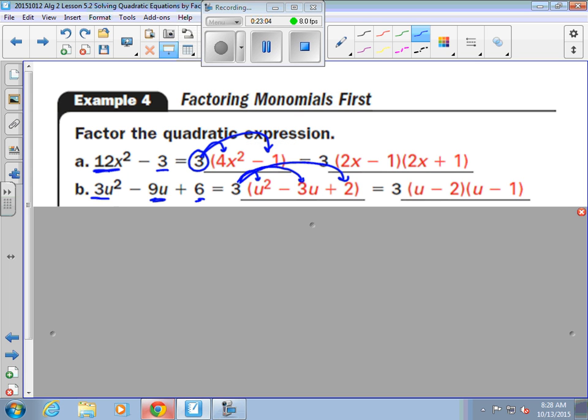I'm sorry, that's not a perfect trinomial, but you can factor out the number 2 and 1. And the plus tells you that they're the same sign. The minus tells you that they're both negative. So 3 times u minus 1 times u minus 2. And we'll finish the rest of this tomorrow.